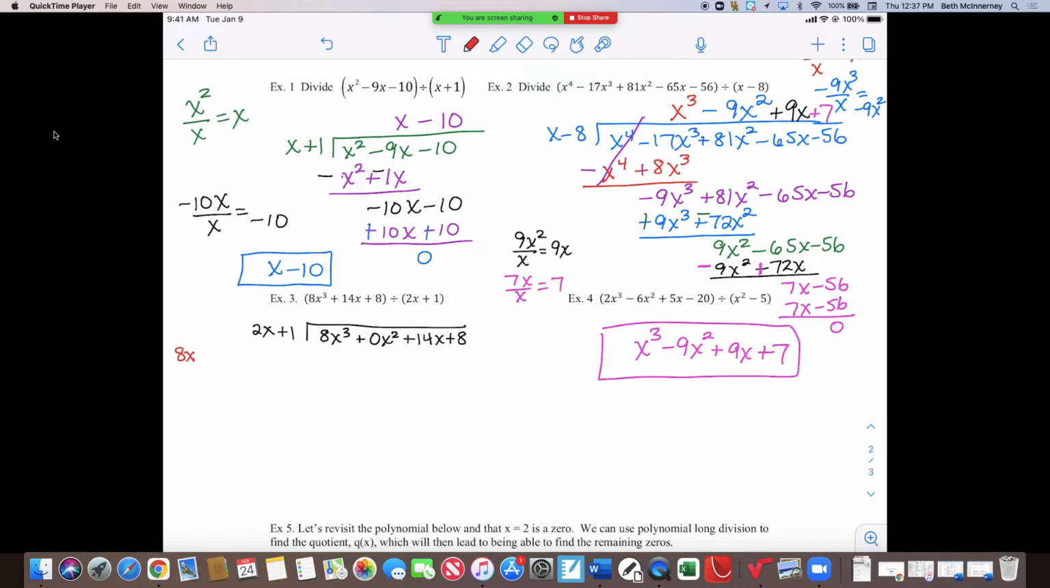Okay, so here we go. I'm going to take 8x cubed over 2x, which is 4x squared. So, do you see, I needed that to put my 4x squared here. And then I'm distributing the 4x squared across the 2x and the plus 1. So this is giving me 8x cubed plus 4x squared. This is why you need to put the placeholder. It's so that you can see where the 4x squared lines up. If you don't, then it has no place to subtract.